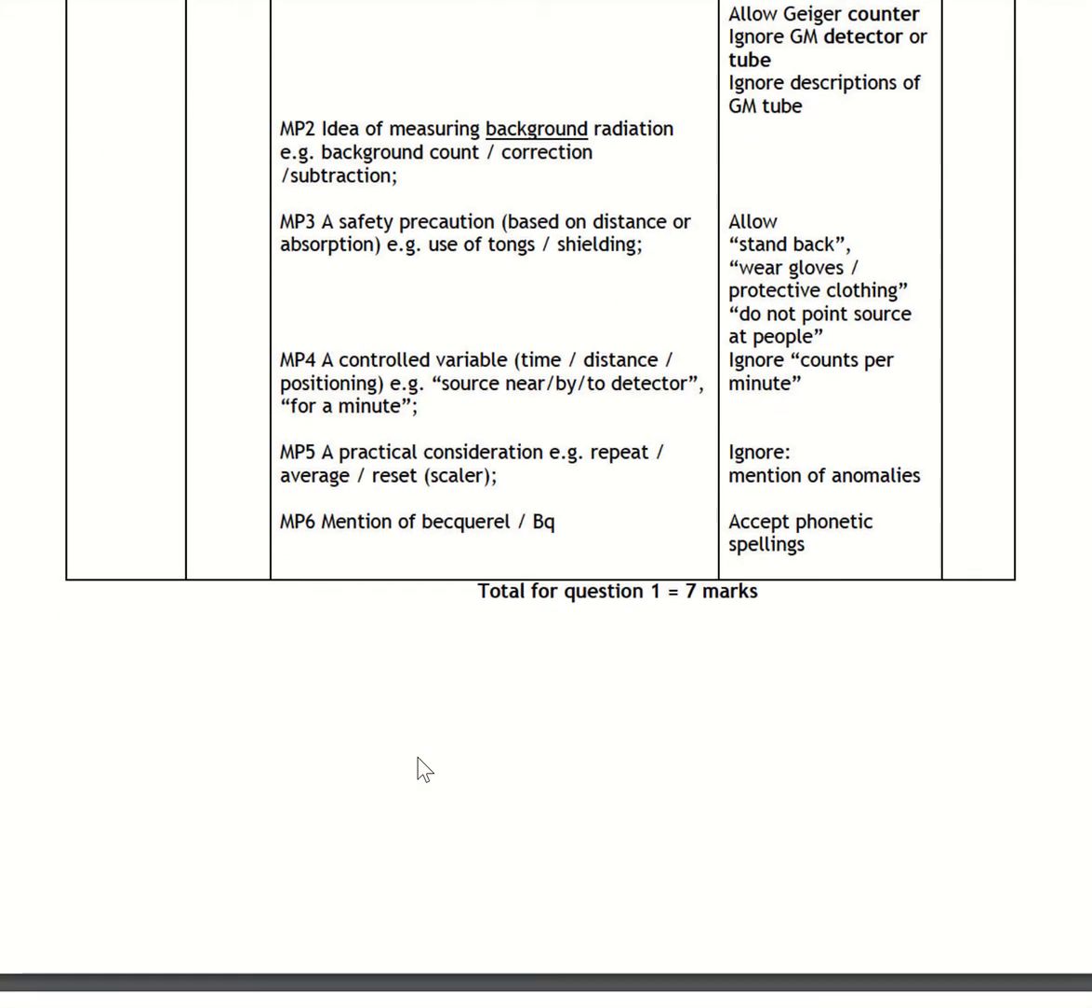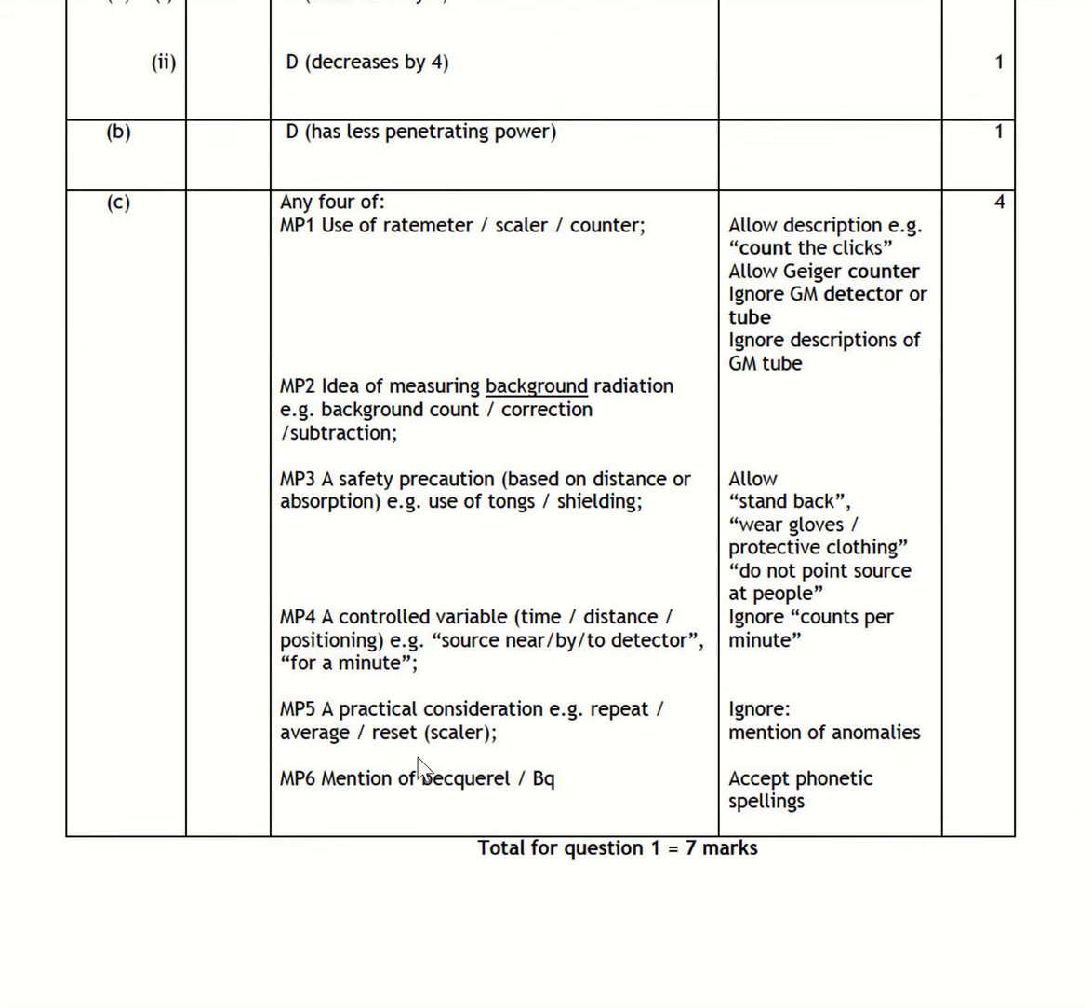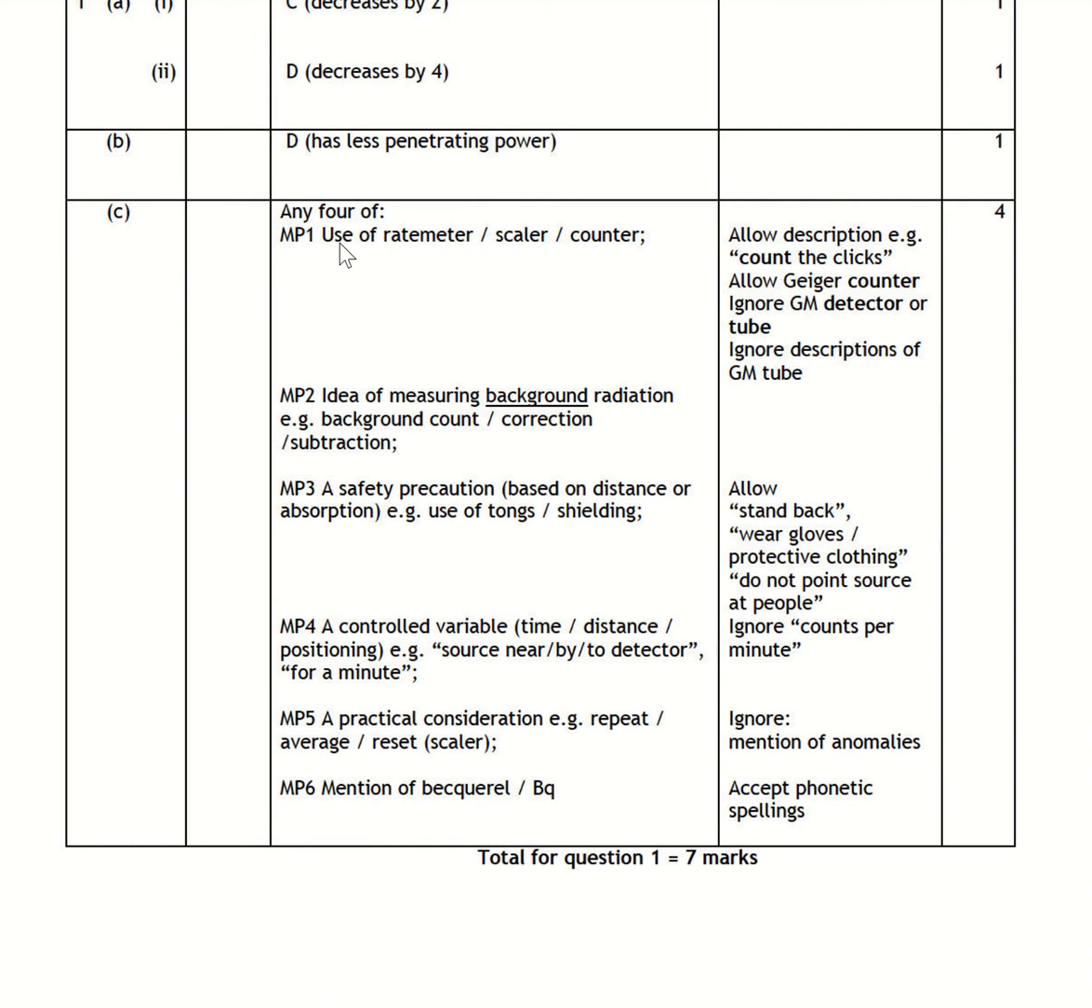Mention of becquerel. So 4 marks, any 4 from these 6 things. Use of the counter, measuring the background radiation and subtracting it. Keep in mind the safety precautions such as shielding and using tongs.